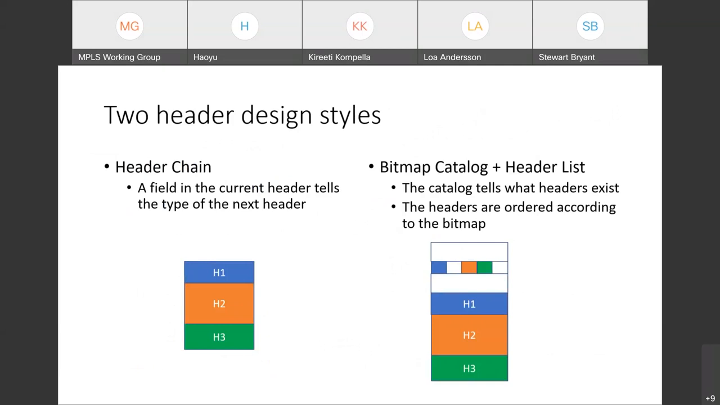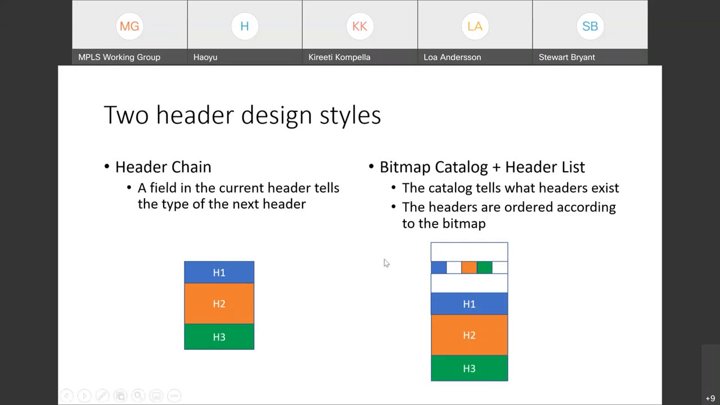So in this talk, I would like to analyze mainly 2 different header design styles. The first one is the header chain. The header chain simply means we stack the headers as they appear in the packet, one by one, and in the previous header there will be a field to indicate the type of the next header. That's the common practice used today.